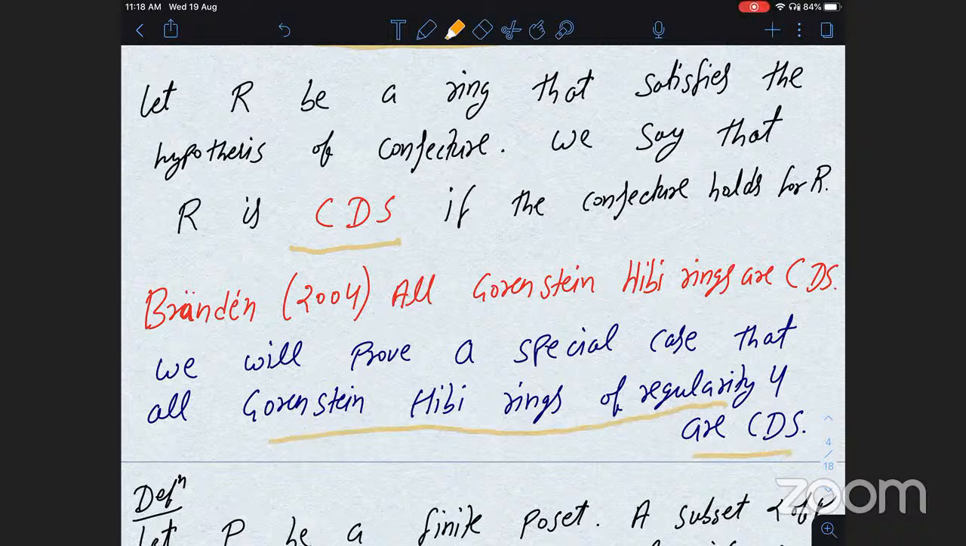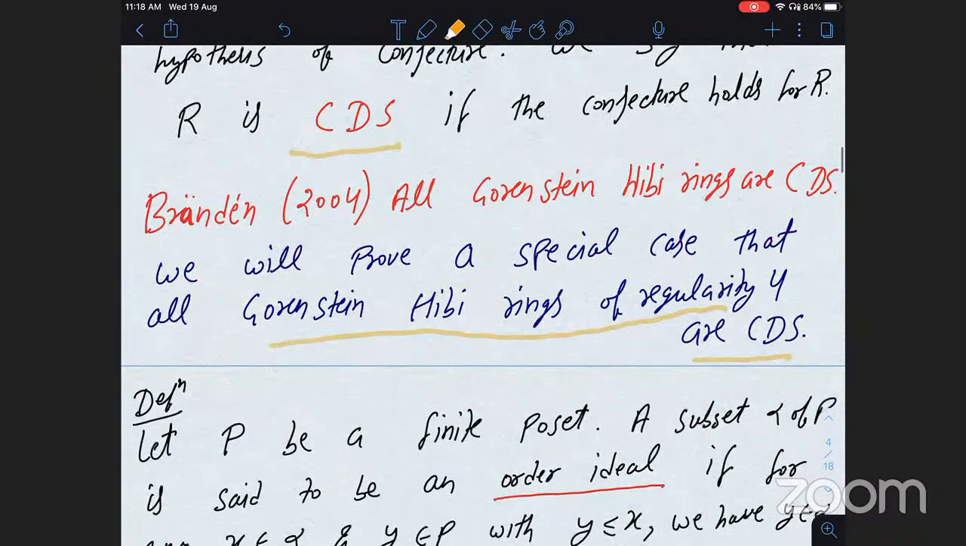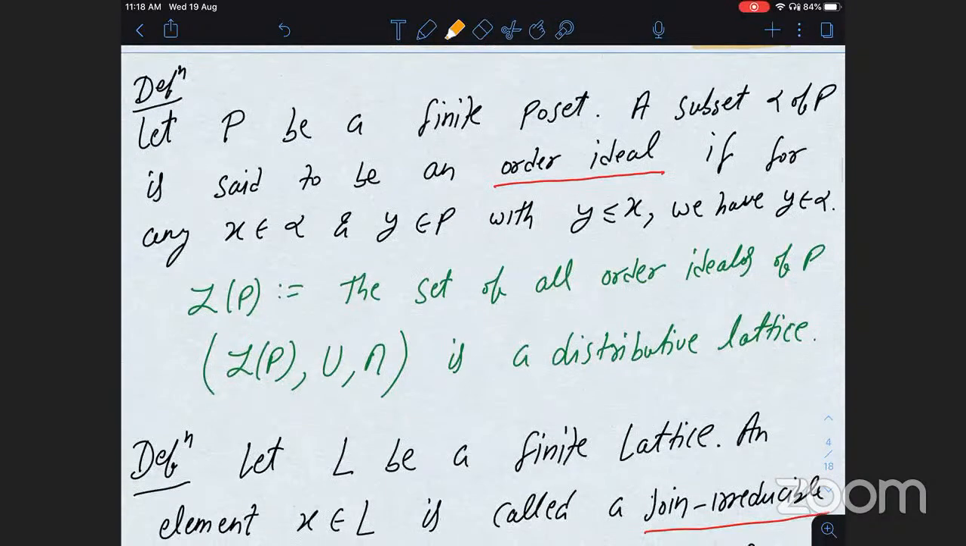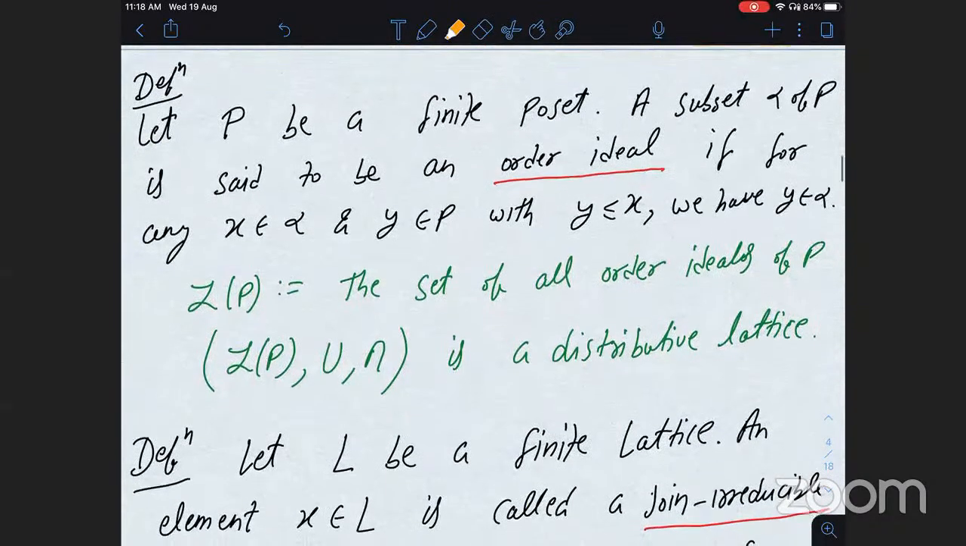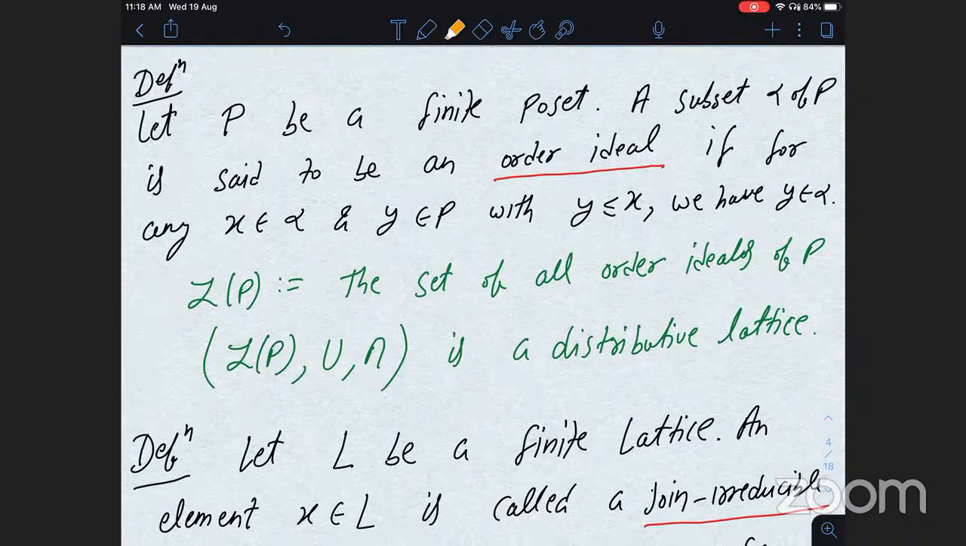Okay, so now I'll define a Hibi ring. Before that, I'll state some lattice theory definitions. Let P be a finite poset. A subset alpha of P is said to be an order ideal if for any x belonging to alpha and y belonging to P, with y less than or equal to x, we have y belonging to alpha. In other words, if some element x is in alpha, then all the elements y of P that are below x will also be in alpha, right?